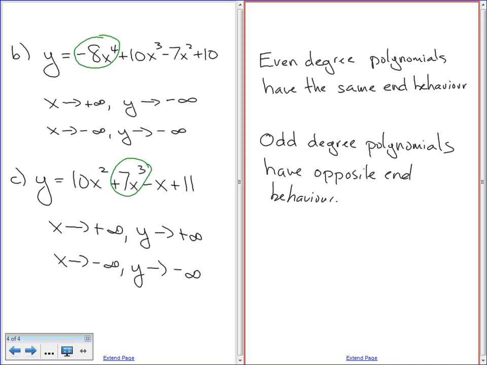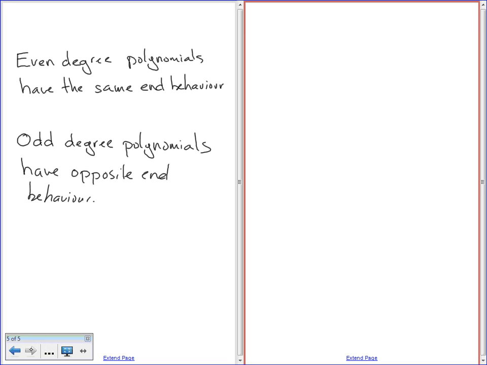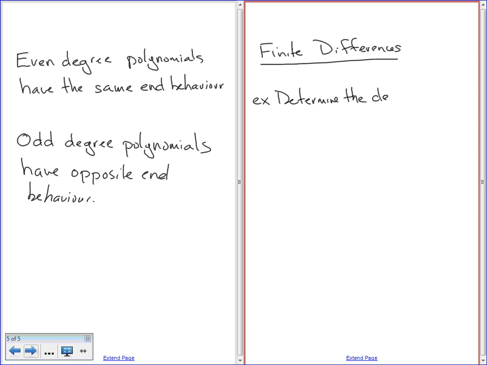Any questions on that? Pretty straightforward stuff. Okay, so let's get on to finite differences and using finite differences in order to identify the degree of a polynomial. Finite. So example, determine the degree of the following.